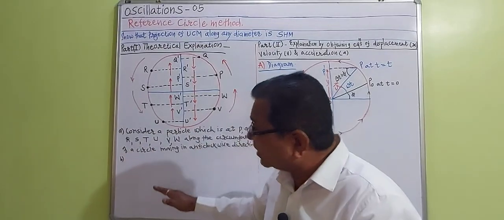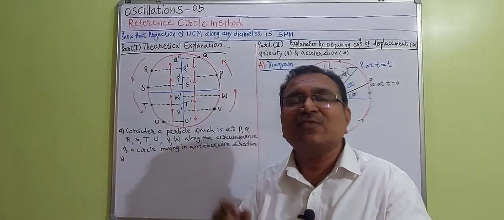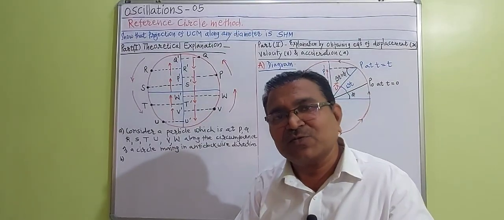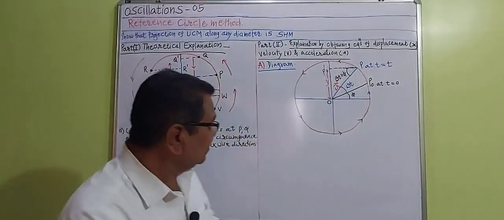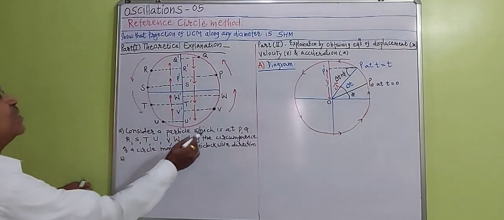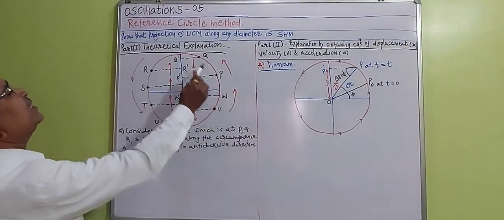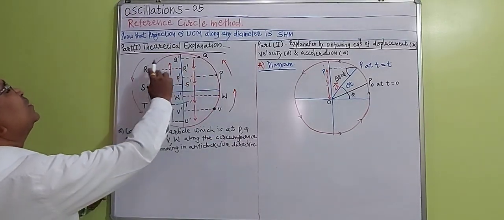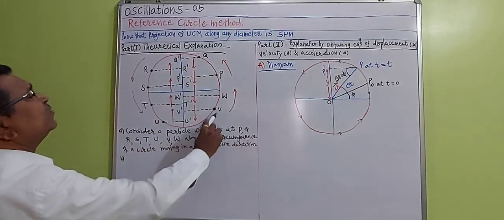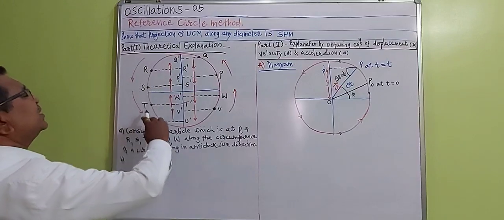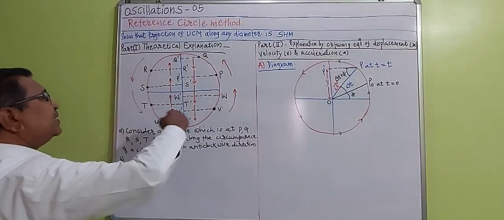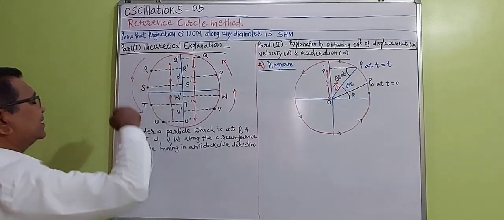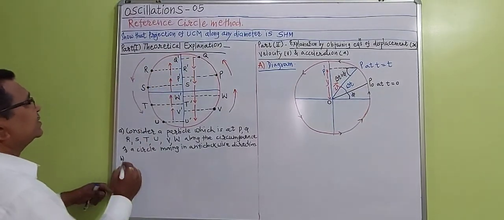So how can we write it as a note, from the examination point of view? Let us see. See here. Consider a particle which is at P, Q, R, S, T, U, V, W, P, Q, R, S, T, U, V, W. The particle is continuously moving along the circumference of a circle, moving in anti-clockwise direction.